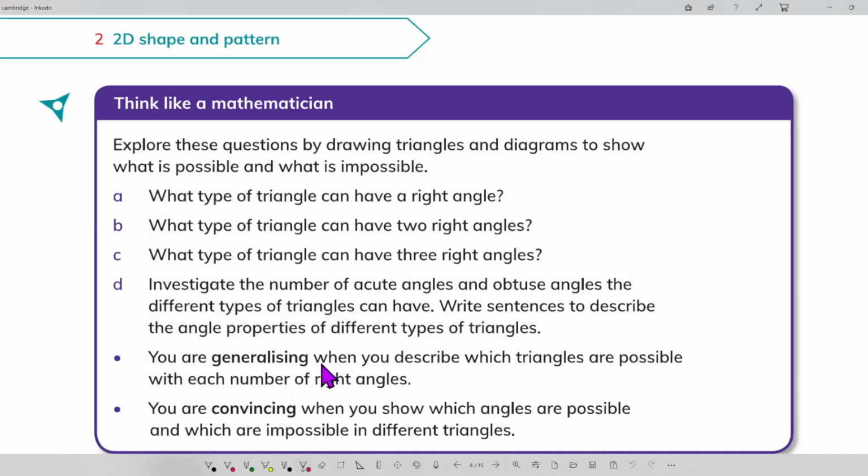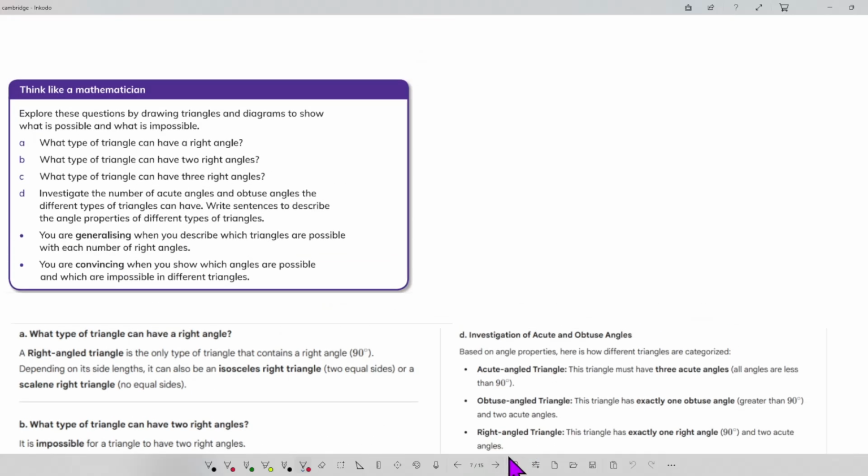Now think like a mathematician. Here is lots of questions. For this question's answer we need a full paper or a blank paper, so I make this answer in here. First, explore these questions by drawing triangles and diagrams to show what is possible and what is impossible. First one, what type of triangle can have a right angle?